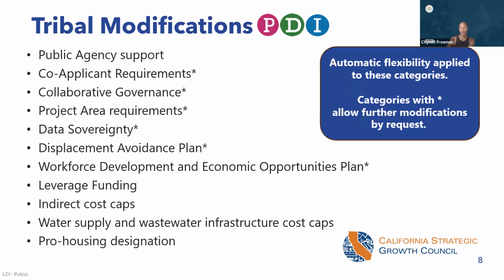Tribal applicants may request modifications to the Displacement Avoidance Plan and the Workforce and Economic Development Plan. Tribal applicants also have flexibility with cost requirements. Tribes are exempt from leverage funding requirements, can have higher indirect cost rates, and can spend more grant funds on water supply and wastewater infrastructure. Lastly, the pro-housing policy incentive does not apply to applicants located within federally recognized tribal land. Tribal applicants who this applies to will get the maximum points in the incentive category.